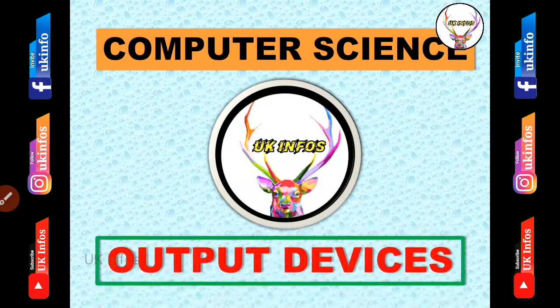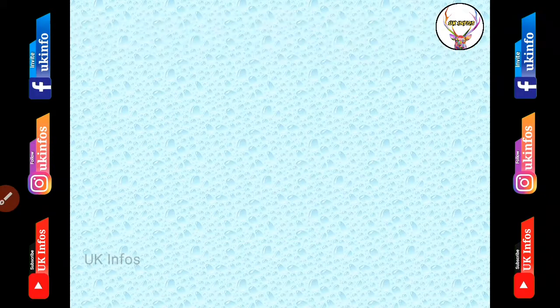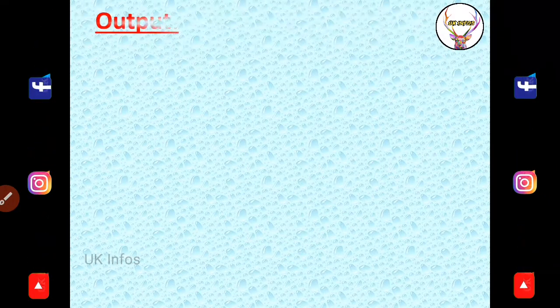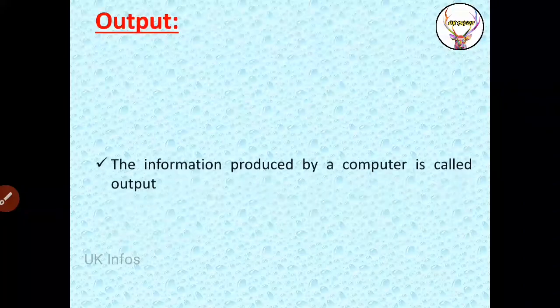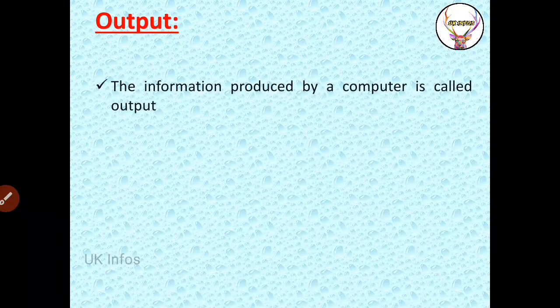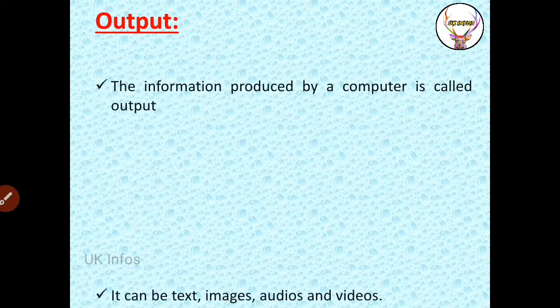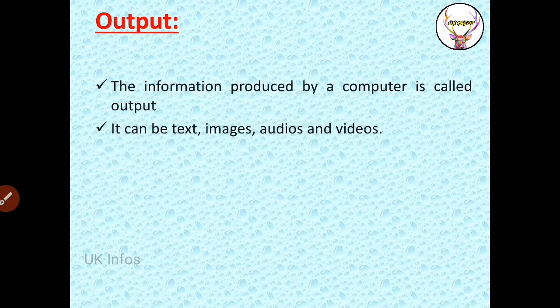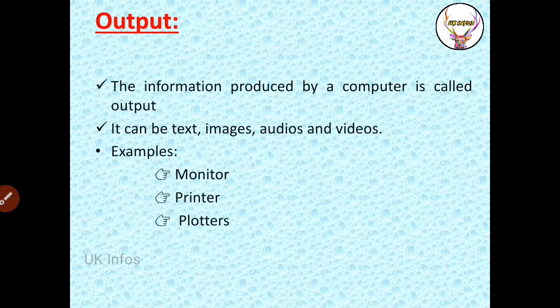Today's topic is output devices. What is output? The information produced by a computer is called output. It can be text, images, audios, and videos. Examples of output devices: monitor, printer, plotters, speakers.